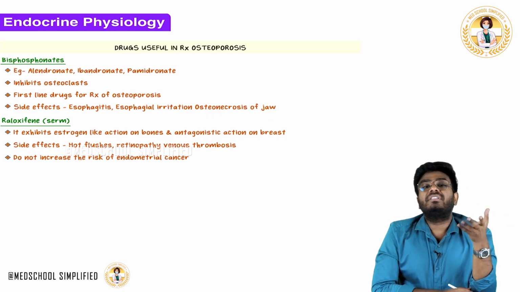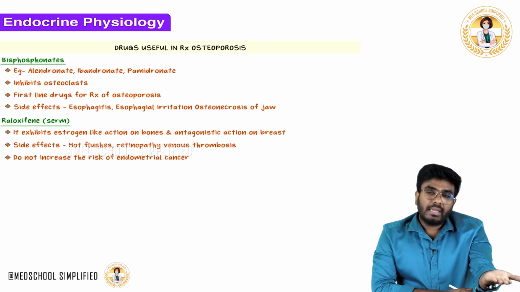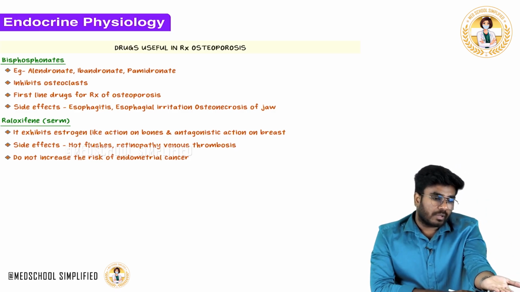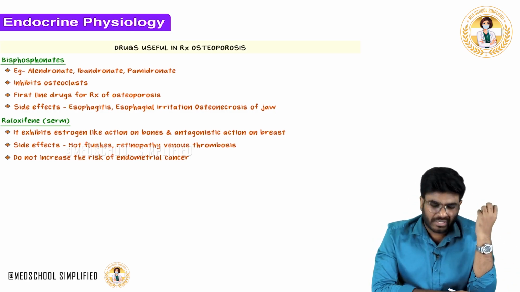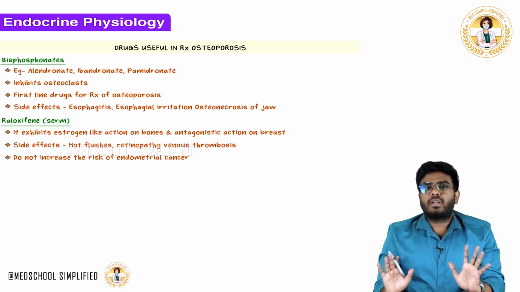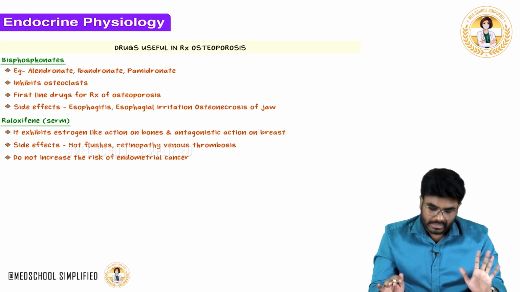She has to take it with excessive water, and she shouldn't lie down, especially for the next half an hour or 40 minutes. That will cause reflux esophagitis, and a lot of complications are there. So bisphosphonates are the drug of choice, they inhibit the osteoclast by causing apoptosis of the osteoclast. Done. If you know this, enough.